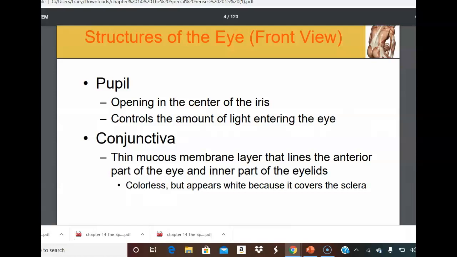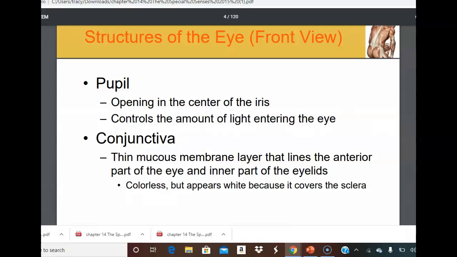The conjunctiva, we don't actually see the conjunctiva. It's a thin, transparent membrane. That's a mucous membrane that we don't actually really see. It lies in front of the protective covering of the eye, because it covers the scleral area, and the sclera is white.